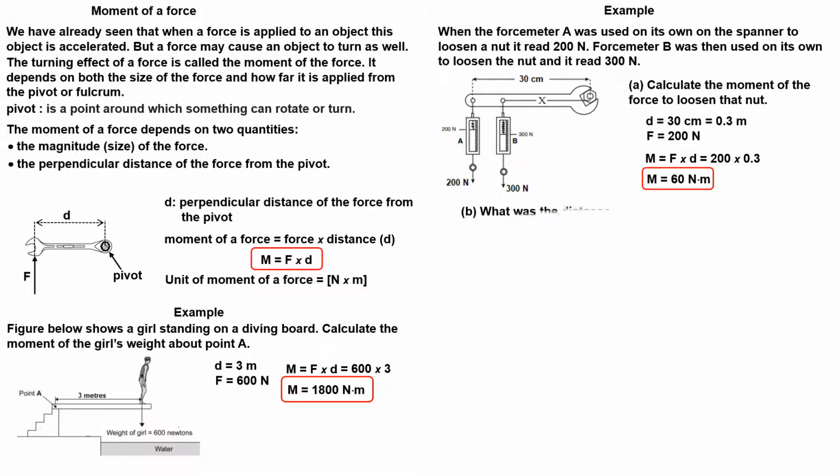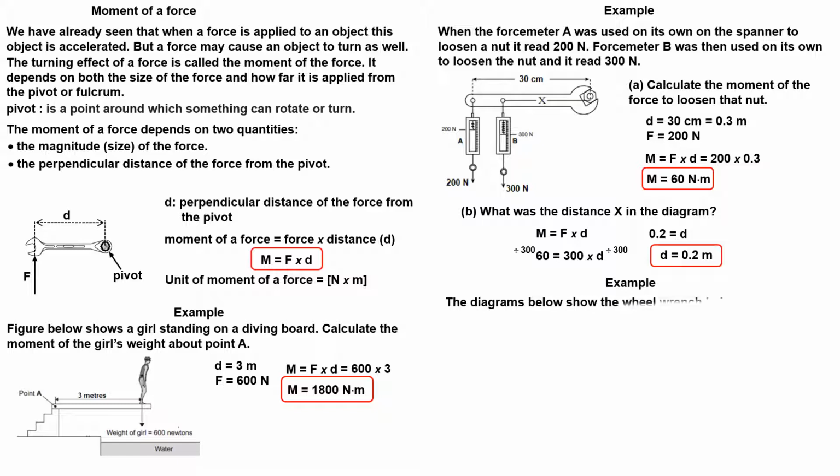B. What was the distance x in the diagram? A moment of 60 newton meters is needed at the pivot to turn the nut. Substitute the values, simplify, the distance is 0.2 meters. You can see that the less the distance, the greater the force needed to get the same moment of the force.